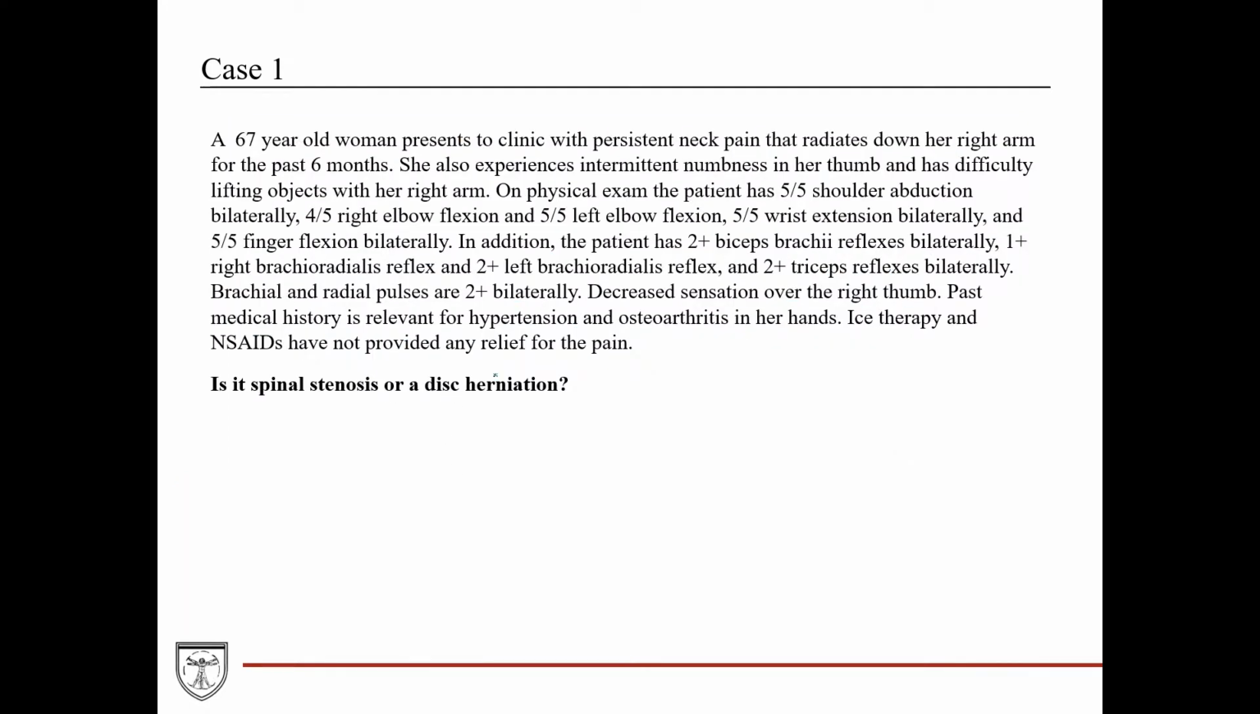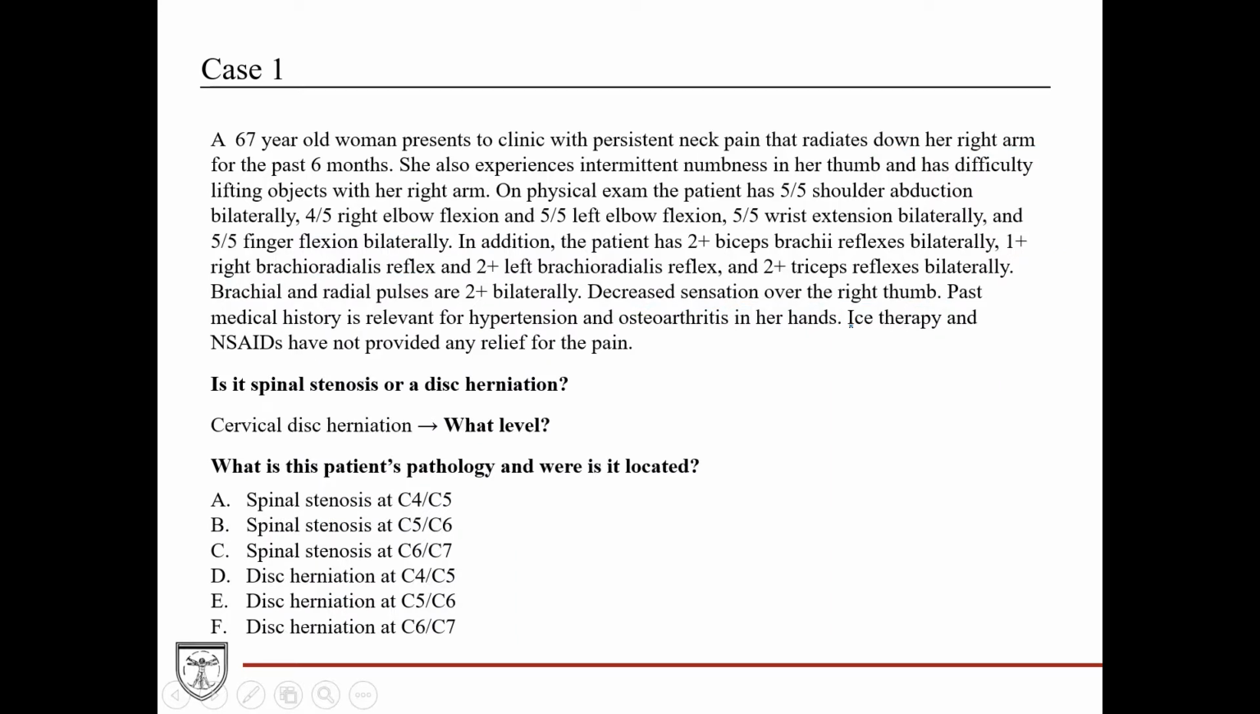So let's go back to the stem here. So let's look at what she's got. She's got radiating pain down her right arm, so it's on the one side. She has weakness of elbow flexion, but only on the one side. She has hyporeflexia, but only on the one side. And then she's got decreased sensation over the right thumb. So she has radiculopathy on the right side, muscle weakness on the right side, hyporeflexia on the right side, and then decreased sensation on the right side. So I would say it's a disc herniation.